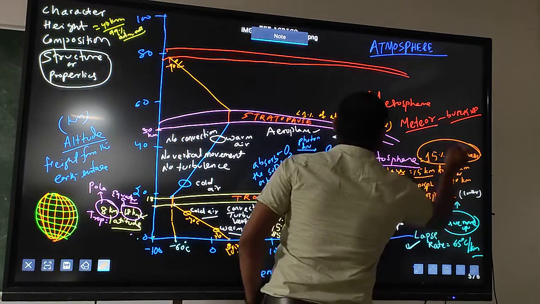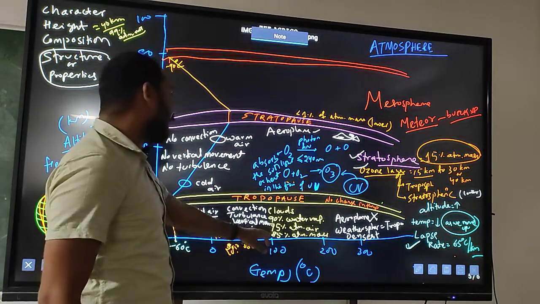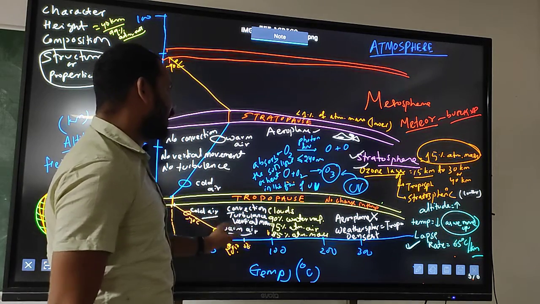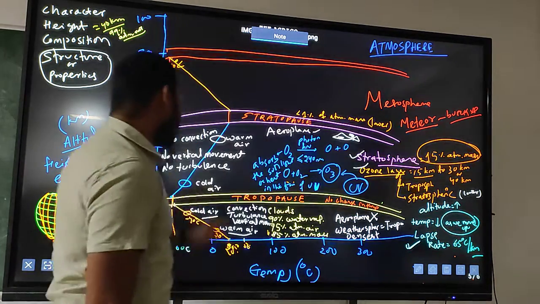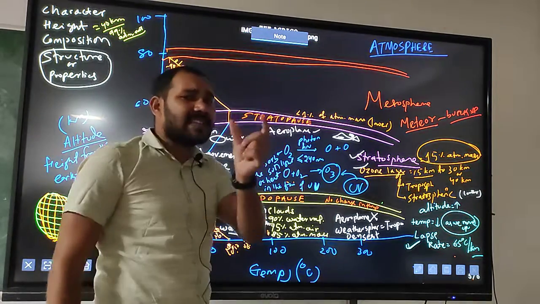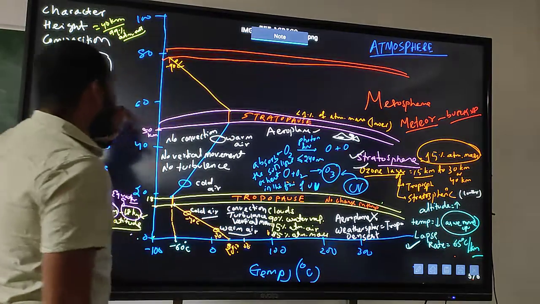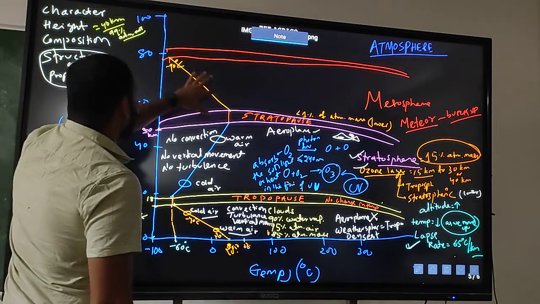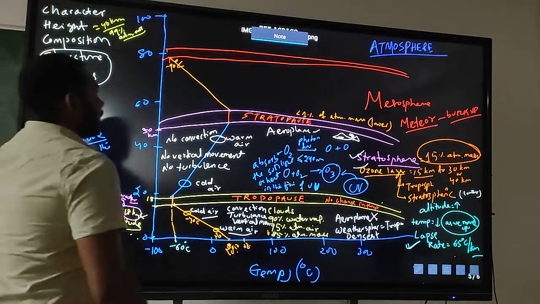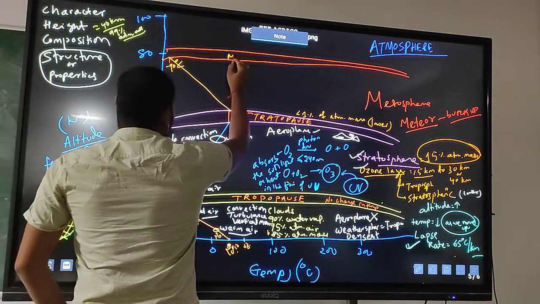So 85% will be in the troposphere zone, and 15% of the mass will be in the stratosphere zone, and whatever remaining very trace amount of air is there will be in the mesosphere. So in the mesosphere the temperature will decrease up to minus 90 degrees centigrade. Okay.